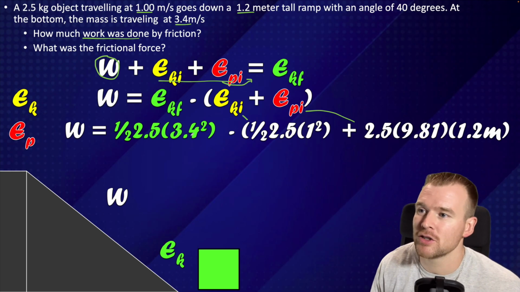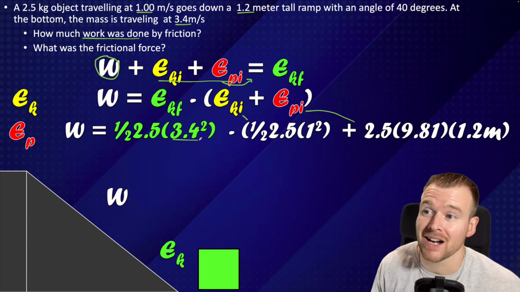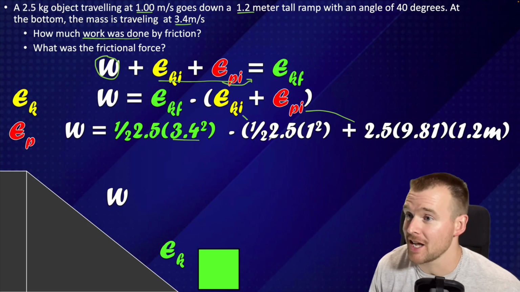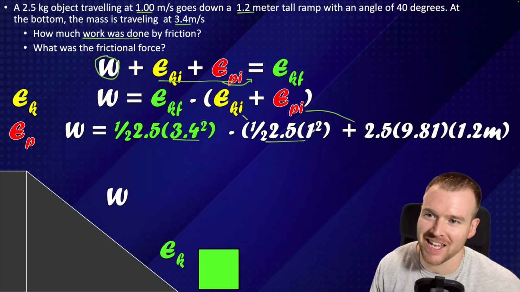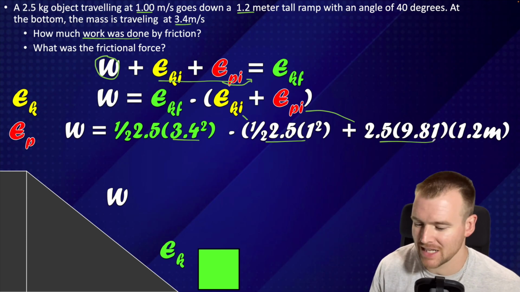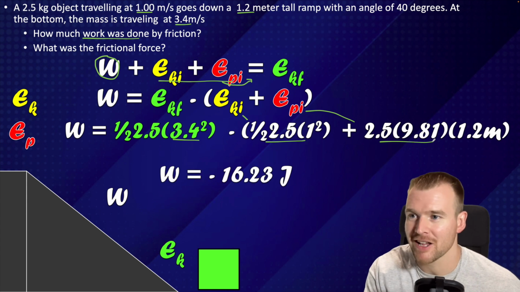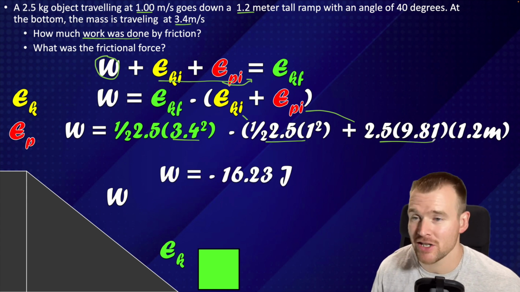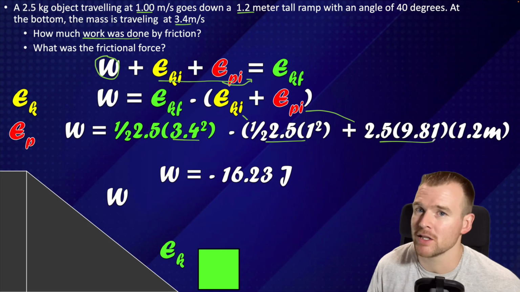We have half 2.5 by 3.4 squared at the start. That's our initial kinetic energy. Our final kinetic energy there. Our initial kinetic energy here with 1 meters per second squared, and then our gravitational just above me over here. Okay, it's a lot, I know, but we can plug that in our calculator, and we should get a change in energy of negative 16.23.